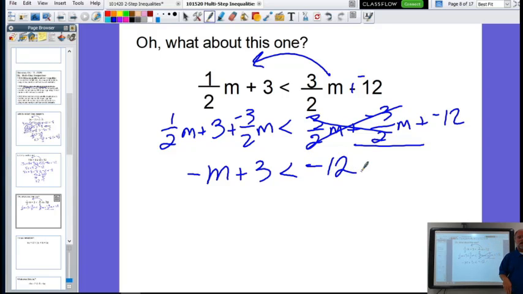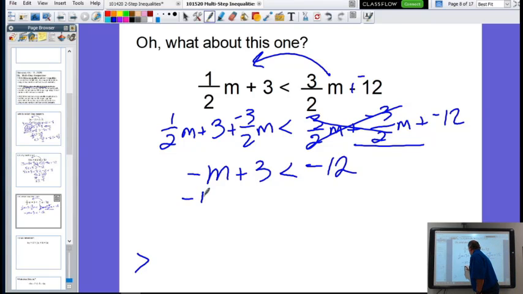Now at this point, can you determine whether or not my inequality is going to flip? Yes, you can, because right here you've got a negative coefficient. And that negative coefficient is actually a negative 1. So yes, we can determine it's going to flip. Right now it's a less than, so I'm going to turn it into a greater than. I'm going to put my little reminder down there in the bottom just to make sure I don't forget.